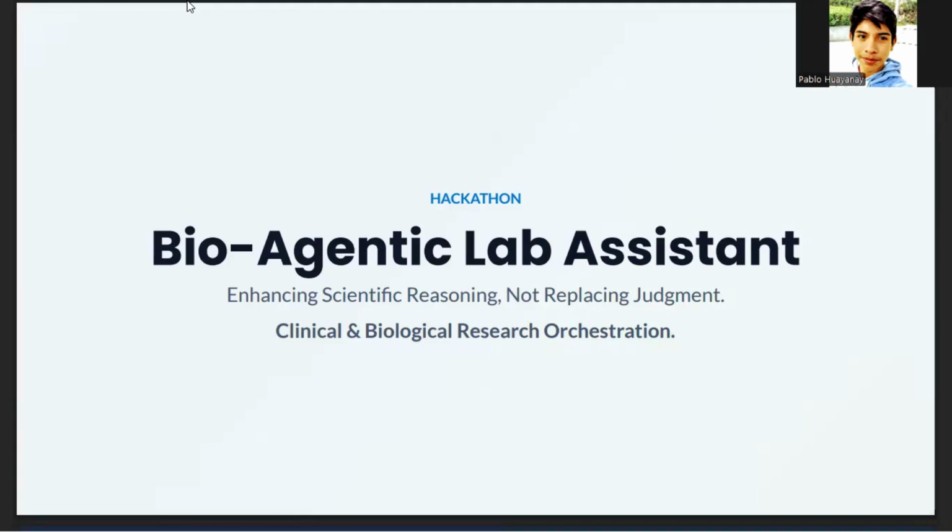Hey everyone. We are presenting the Bio-Agentic Lab Assistant. Our goal is to solve a major bottleneck in clinical research, the manual processing of complex multivariable data. Most existing tools analyze variables in isolation, but biological systems don't work that way. We built an agentic assistant that interprets protocols and suggests variations while ensuring that the scientist always remains the final decision maker.